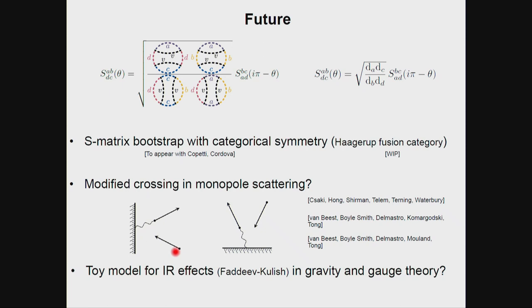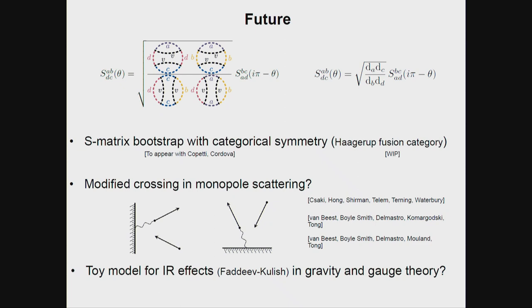But this picture makes sense in this channel, but if you rotate this 90 degrees, then this picture doesn't quite make sense because you cannot attach a particle to something in the past. So also here, it is natural to expect that there may be some non-trivial, unusual crossing relation.